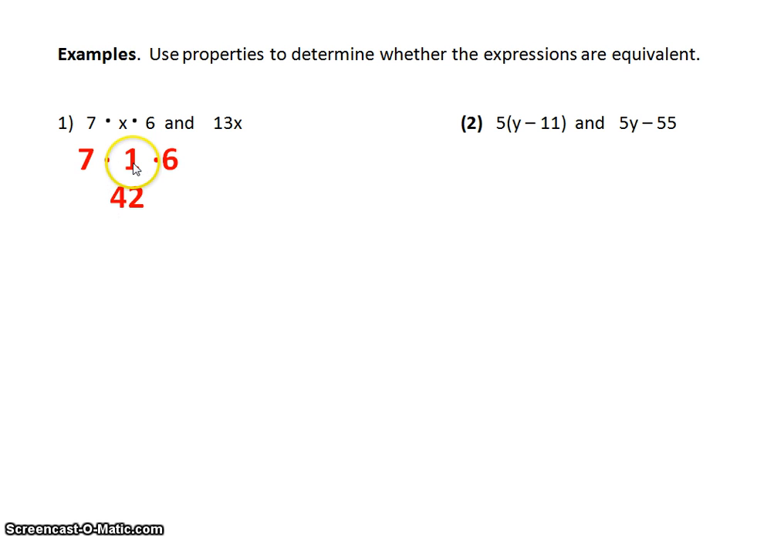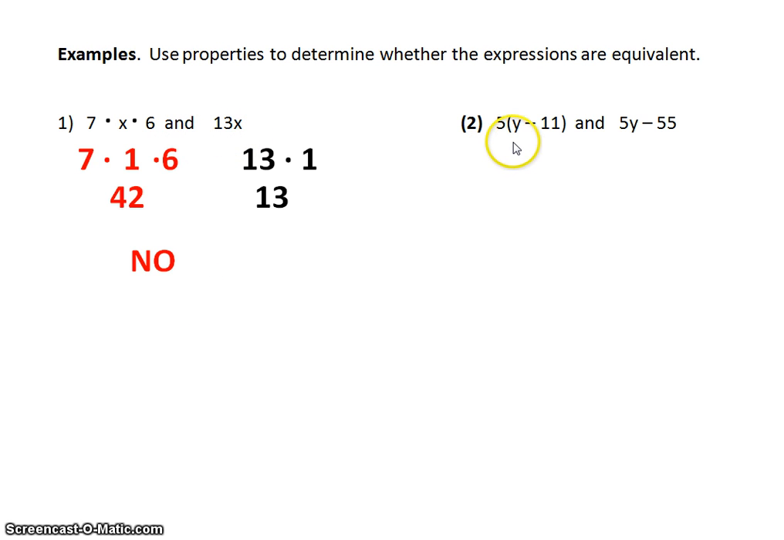Now, we're going to use the number 1 for the letter x for this expression and see if these two are equivalent. So now I would have 13 times 1 on this side. Well, 13 times 1 obviously does not equal 42. So, no is the answer to does 7 times x times 6 equal 13x.